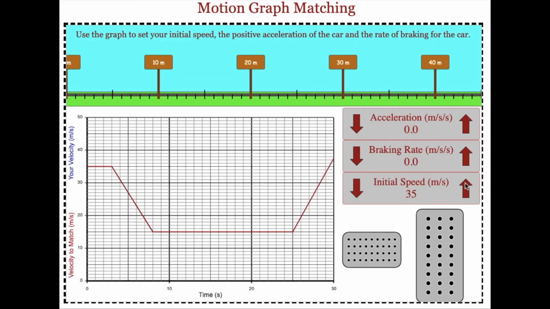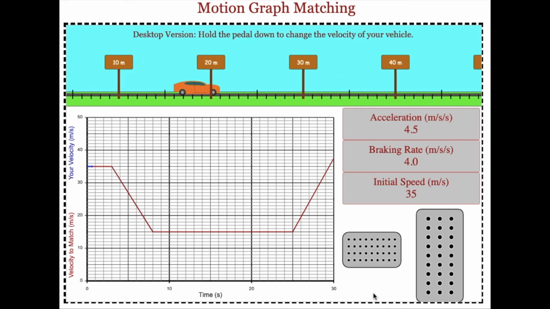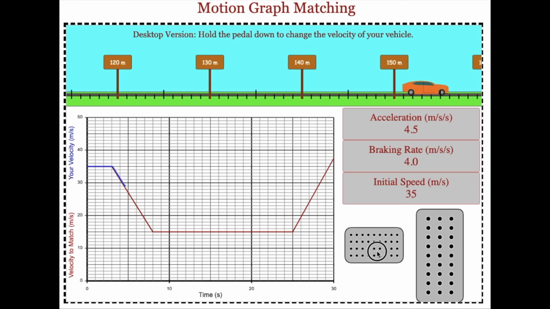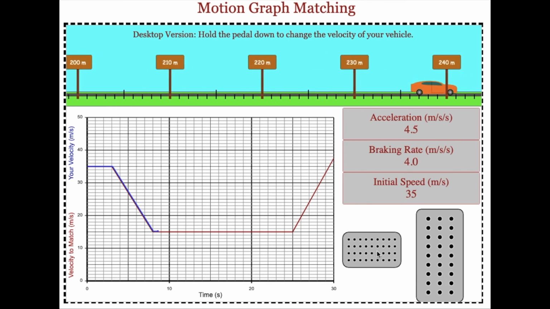So now we get back to the simulation. I'm going to enter my positive acceleration of 4.5 that I just calculated. In the simulation, it doesn't let me put in negative for the braking rate. Keep in mind your braking rate is a negative acceleration. And now we're going to play. So I'm going to press the braking pedal. That's the pedal on the left for you non-drivers. And let it rest.